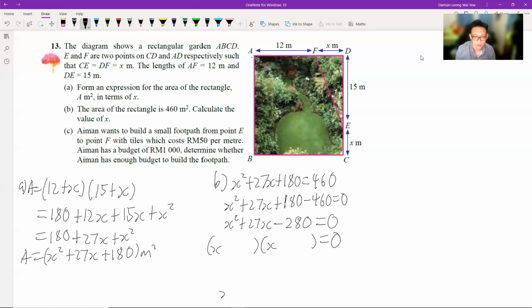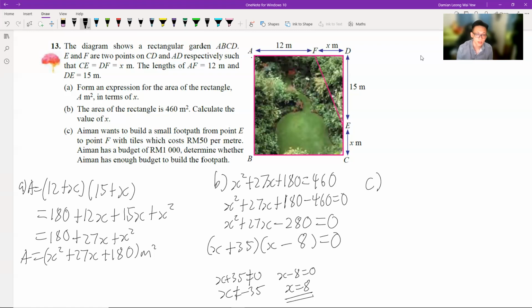So x equals negative 35, x equals 8, means x plus 35 equals 0, x minus 8 equals 0. Yeah, so the bracket is plus 35 and minus 8. If you put minus 35 and 8, then plus 8 is wrong. That's why make sure you make it equal 0. So again, x cannot be negative. X again is a length. So x can only be 8.